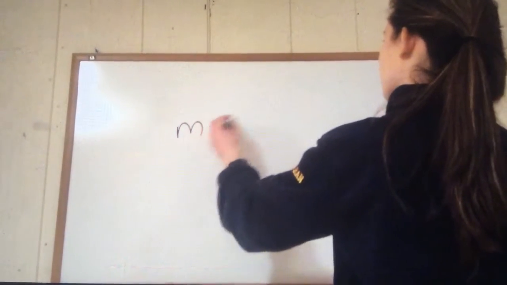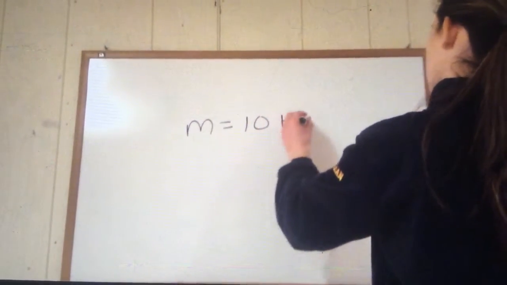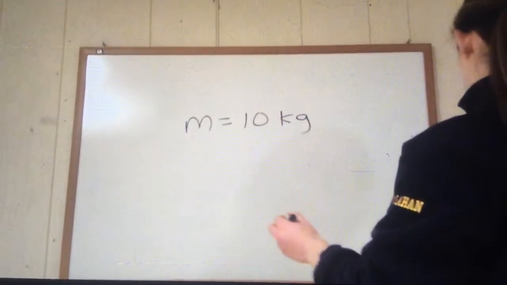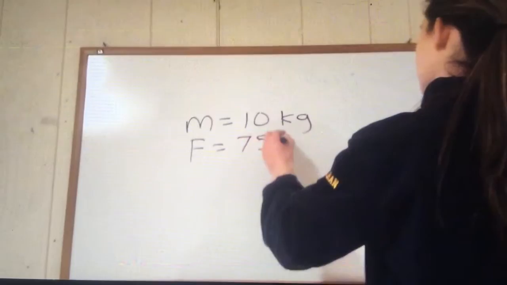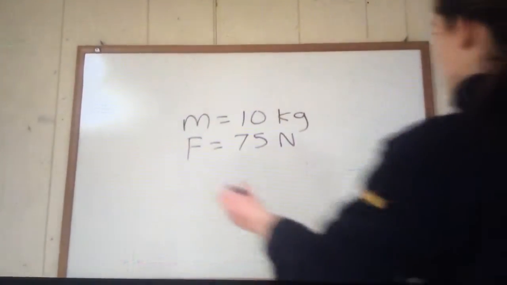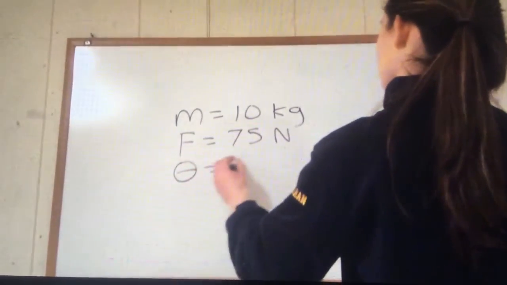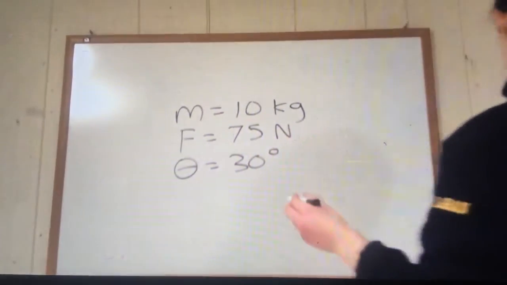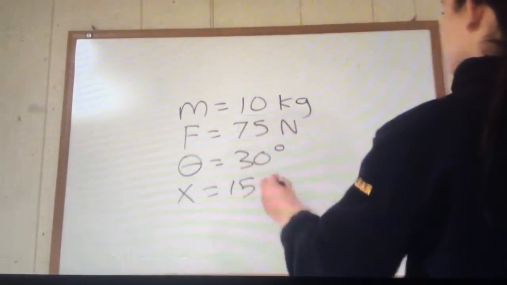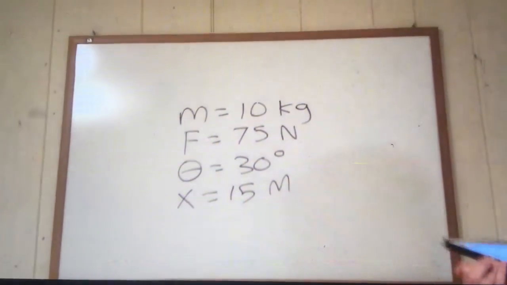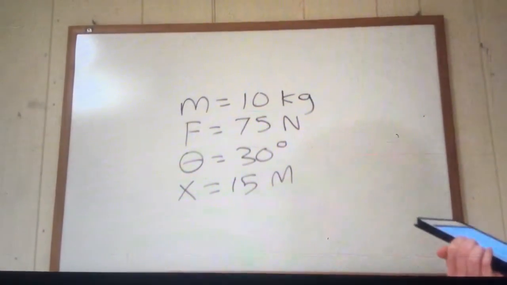Given this problem, we can write all the variables that we know. First, our mass is 10 kilograms. Our force applied is 75 newtons. Theta is equal to 30 degrees. And our displacement is 15 meters. These are all the statistics that we know.